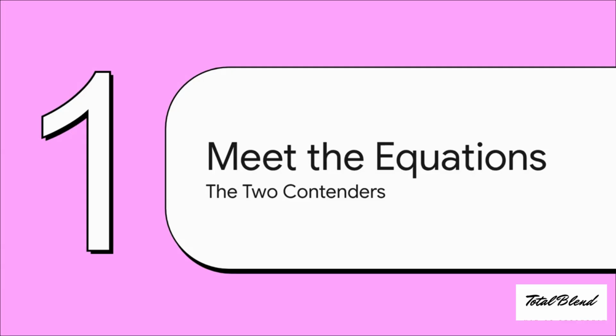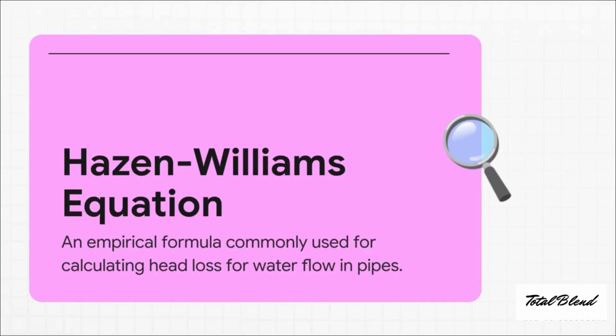Okay, so to really get this rivalry, let's head ringside and get to know our two contenders a little better. First up, we have the Hazen-Williams equation. You can think of this one as the reliable, old-school veteran. It's what's known as an empirical formula. All that means is it's based on a ton of real-world observation and experience, not just pure theory. Its entire purpose in life is to calculate head loss, which is just engineer speak for how much pressure you lose because of friction, and it's built specifically for water flowing through pipes.